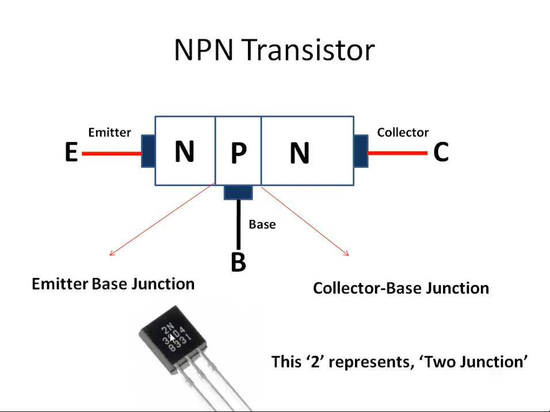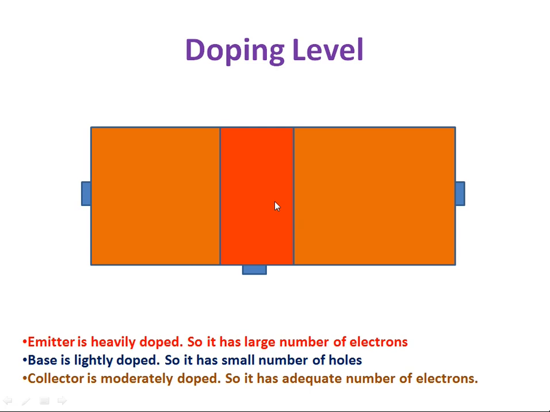Normally in a transistor name they mention 2N. The 2 represents that the transistor has 2 junctions. If it is a diode, you can see it is 1N, like 1N4007. That 1 represents that the diode is a single-junction device. Next class we will see the doping level of the transistor.